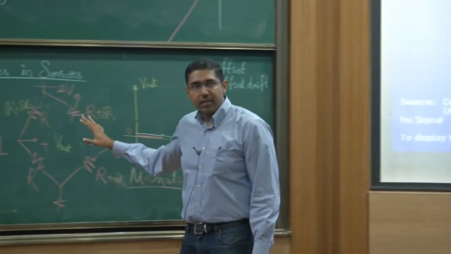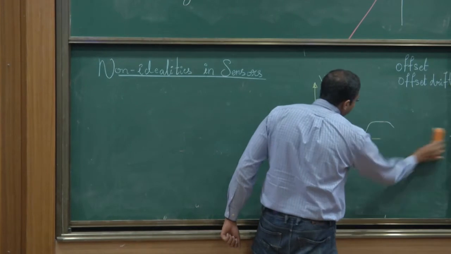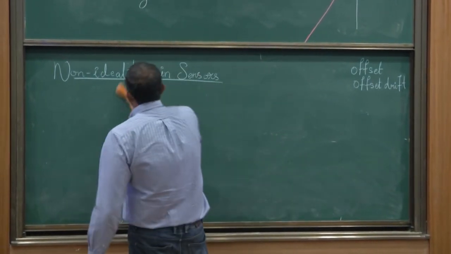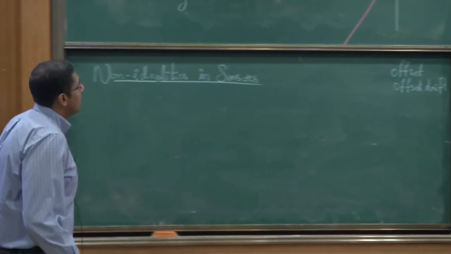Is this clear? Offset and offset drift. Offset actually becomes because of mismatch. That's the first thing. Okay.